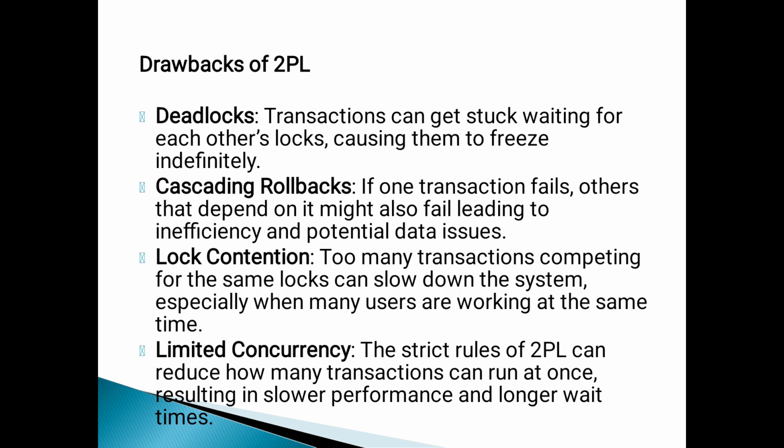If the transaction fails during execution, it goes to the rollback state. At that time, it might cause failures leading to inconsistent data and potential data issues. Next, lock contention. Lock contention means too much data can be transferred by multiple users.